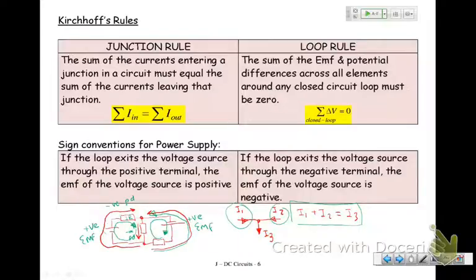Let's do some. So just so you know, there's a junction rule. Let's just read through these. The junction rule says the sum of the currents entering a junction in a circuit must equal the sum of the currents leaving the junction. That makes sense. Then the loop rule says the sum of the EMFs and potential differences, the voltages, across all elements, power supplies and resistors, of a closed current loop must be 0. And then the sign convention I've got written down there.